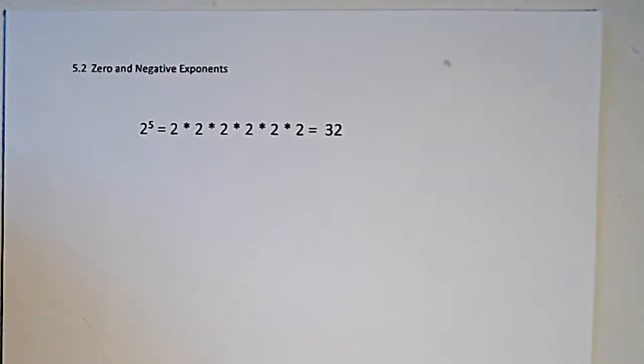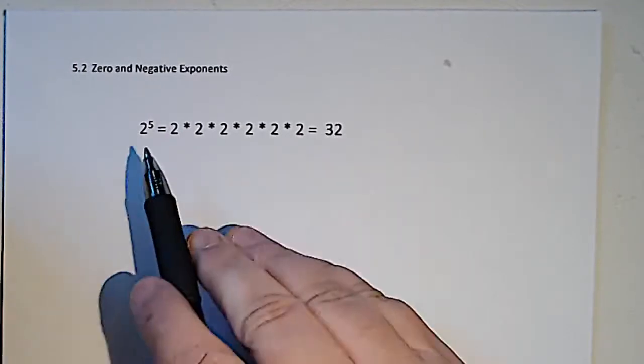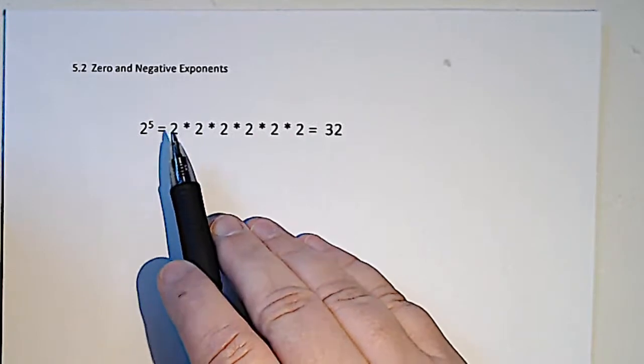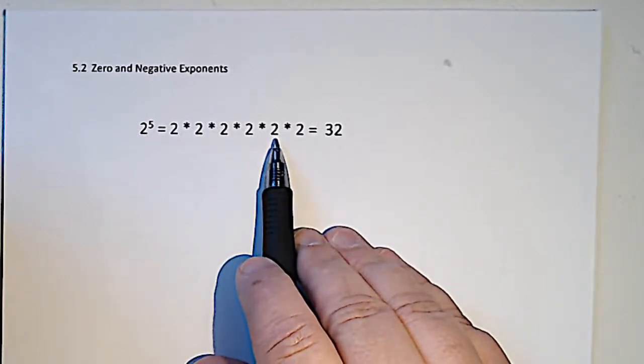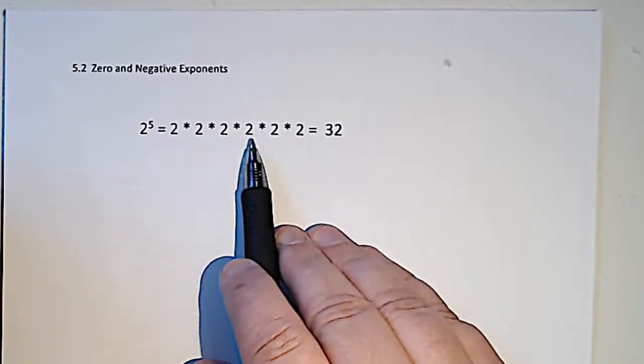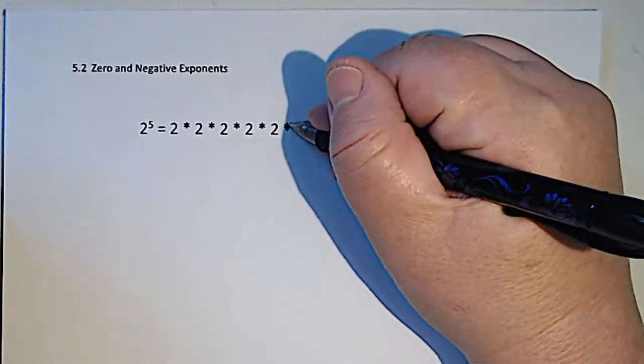Okay, so what we're going to start off with is just a reminder that if I have 2 to the 5th power, that's 2 times 2 times 2 times 2 times 2 times, whoops, 1, 2, 3, 4, 5.